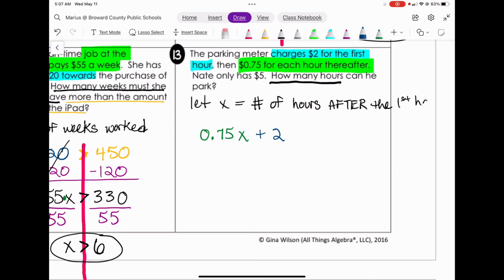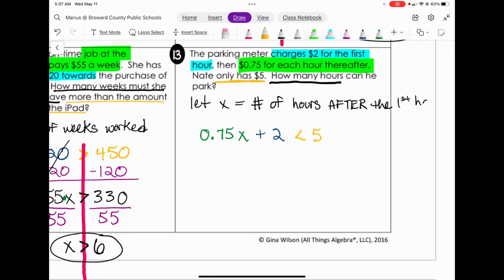Nate only has $5. So if he only has $5, can he go over $5? No, because he doesn't have more than it. So he wants to spend as much of that $5 as possible, if not all of it. So if he only has $5, that means he can't go over it. So it has to be less than 5, right?